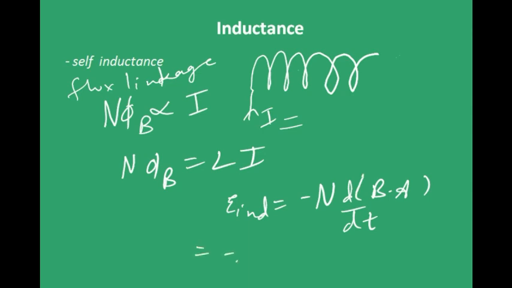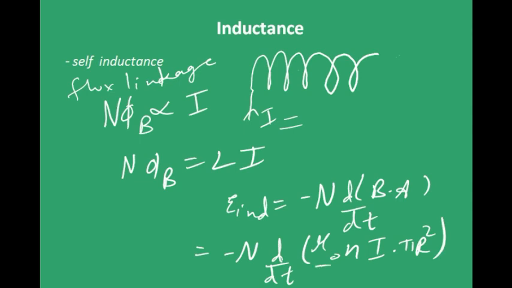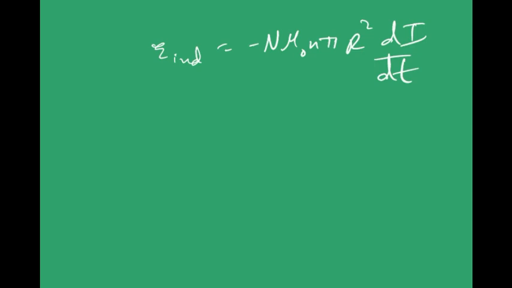Now I want to calculate this: minus N and d by dt of what? Magnetic flux here is mu naught n I, where small n is the number of turns per unit length, and current is I. Area is pi r square, say it is capital R. Now mu naught is constant, number of turns per unit length is constant, and radius of solenoid is fixed. So current is the only variable here. I can write the same EMF induced as minus N mu naught n pi r square. All these are constants, and here I have dI by dt. Okay. Hope everything is clear till now.